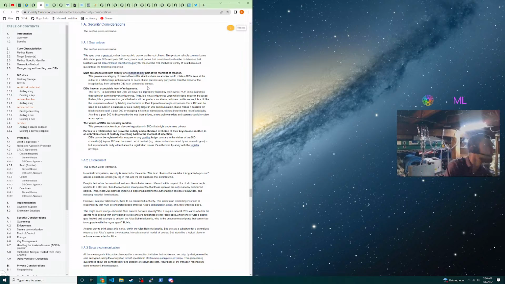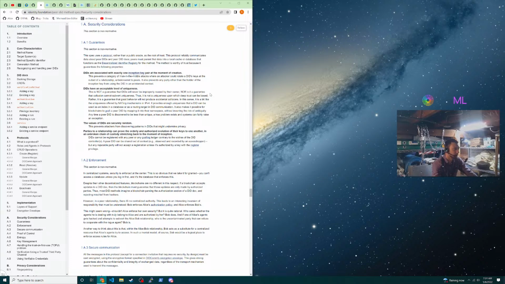Okay, so this is not a guarantee that DIDs will never be improperly reused by their owner. Okay, because we're basically dealing with keys here. So basically, be responsible with your key management if you're going to do it yourself. That's kind of an iffy proposition. Nor is it a guarantee that collusion cannot subvert uniqueness. Thus, it is not a new uniqueness upon which deep trust can be based. Rather, a guarantee that good behavior will not produce accidental collisions. In this sense, it is a bit like the uniqueness offered by NATting mechanisms in IPv4. It provides enough uniqueness that a DID can be used as an index in a database or as a routing target in DID communication. This is exactly what we were looking for.